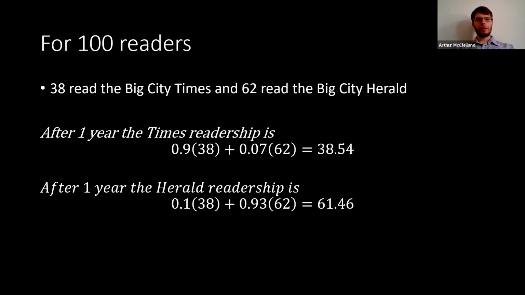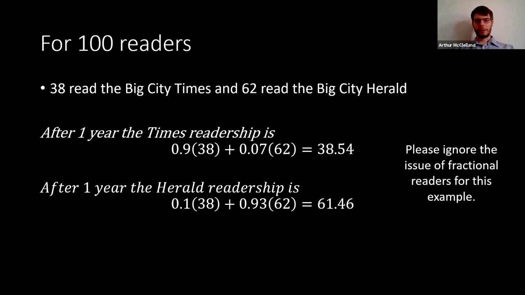And after 1 year, we can write an equation for the Herald readership. So it's 10% of the Times readership plus 93% of the Herald readership is 61.46 readers. So yes, fractional readers don't exist, but this is a math problem, not a real life problem.